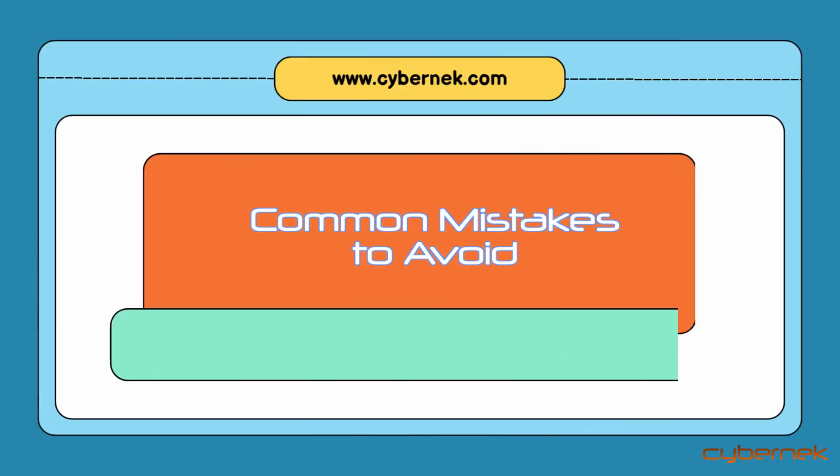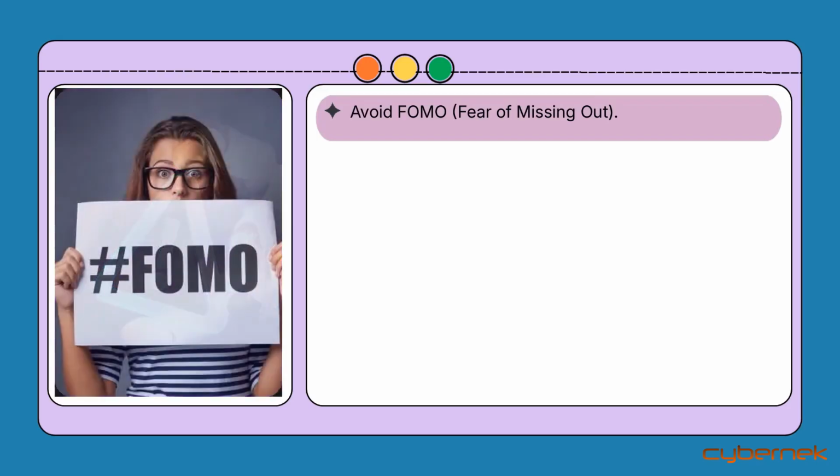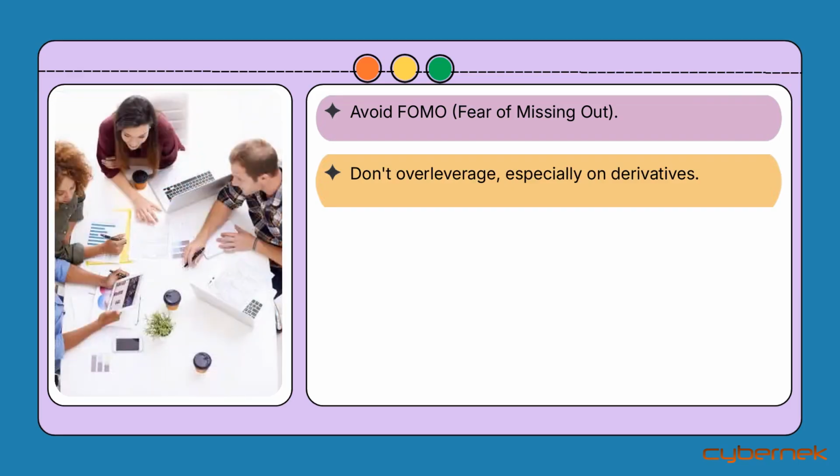Common mistakes to avoid. Let me share some of the most common mistakes I see beginners make, so you can hopefully avoid them. FOMO, fear of missing out, is huge in crypto trading. You see a coin pumping and think you need to jump in immediately. More often than not, by the time you notice the pump, it's already too late. Don't chase pumps.